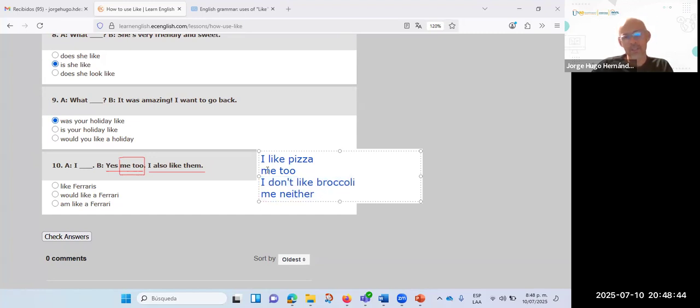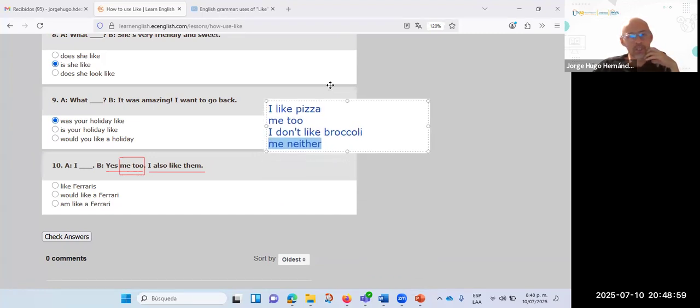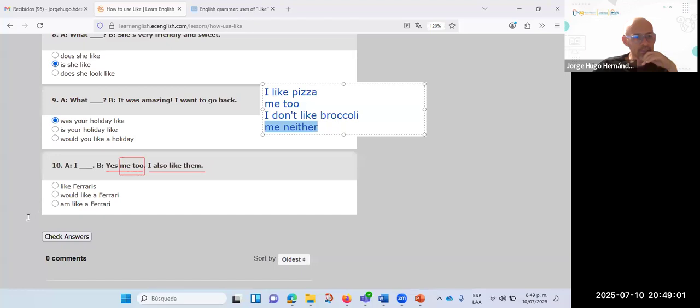Okay? So, me too, yo también. And me neither, yo tampoco. O a mí tampoco, ¿no? Depends on the sentence. A mí tampoco me gusta. Entonces, I don't like broccoli, me neither. Remember those expressions. Okay, and here we have this sentence, and the answer, yes, me too. I also like them.